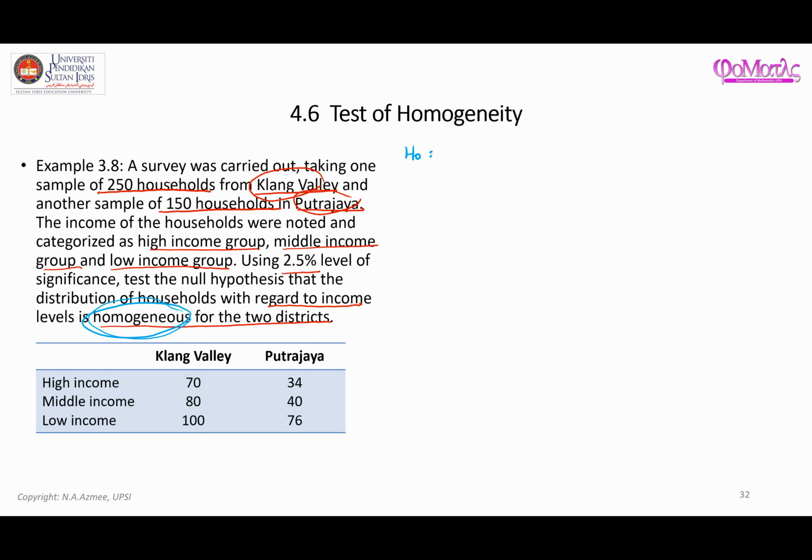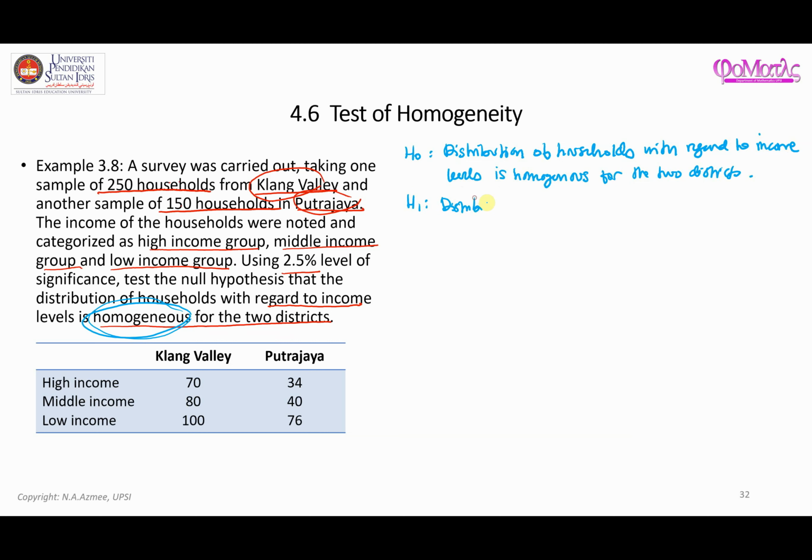Alright, so H null is going to be: distribution of households with regard to income levels is homogeneous for the two populations, or for the two districts here. And therefore the alternative hypothesis is going to be: the distribution of households with regard to income levels is not homogeneous for the two districts.